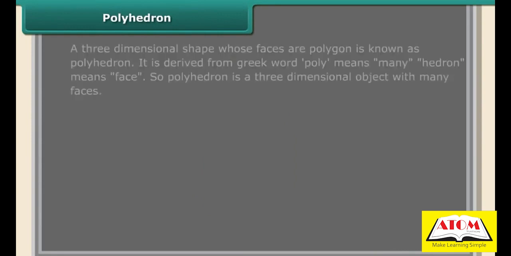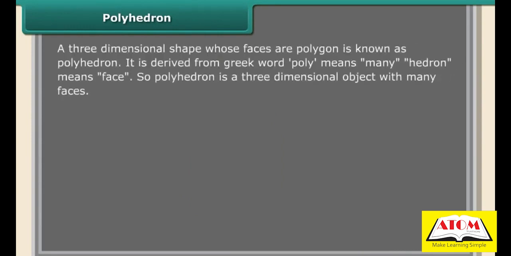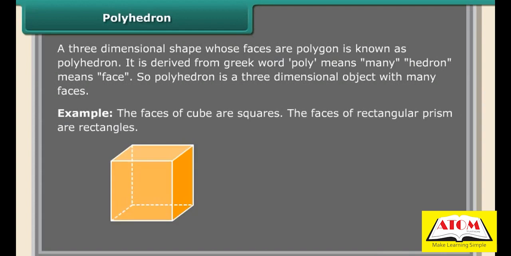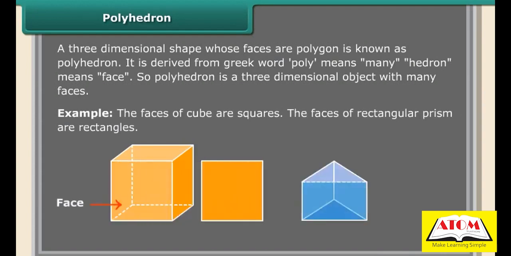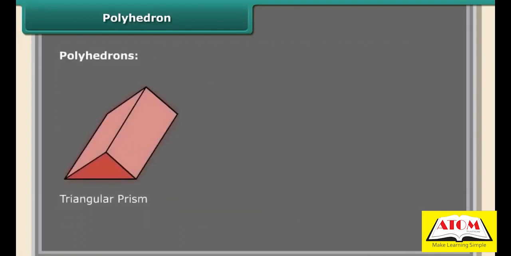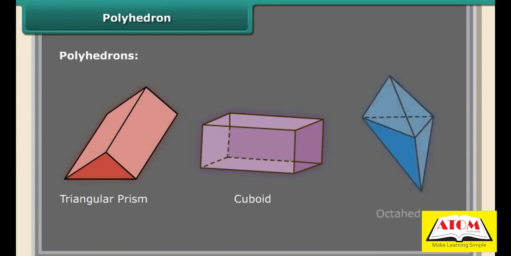Polyhedron. A three-dimensional shape whose faces are polygons is known as polyhedron. It is derived from Greek word poly means many, hedron means face. So polyhedron is a three-dimensional object with many faces. Example. The faces of cube are squares. The faces of rectangular prism are rectangles. Polyhedrons: triangular prism, cuboid, octahedron.